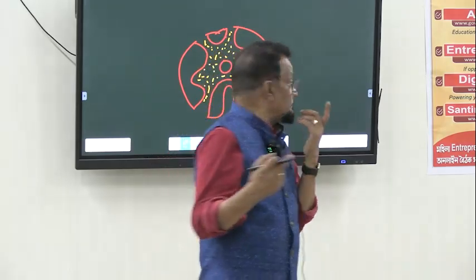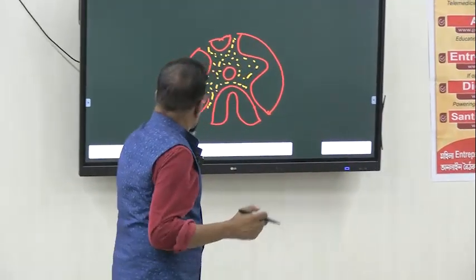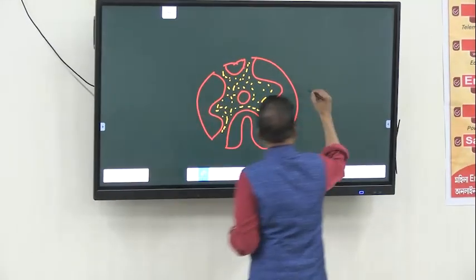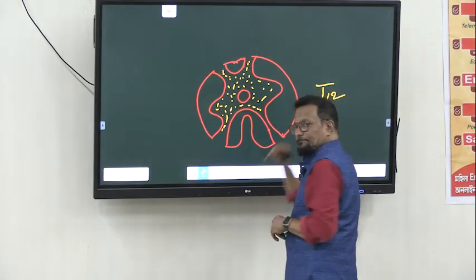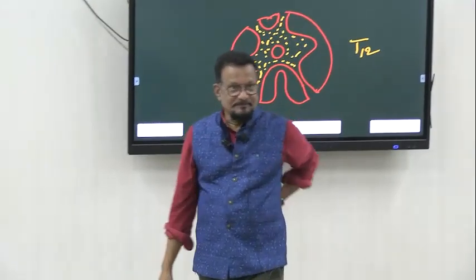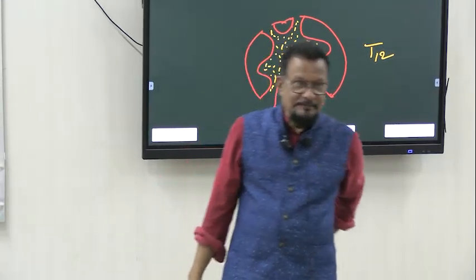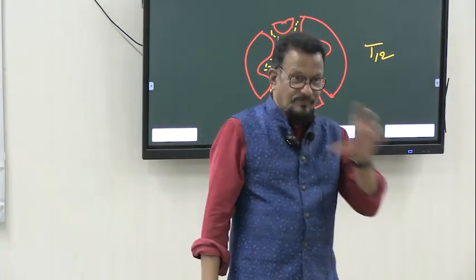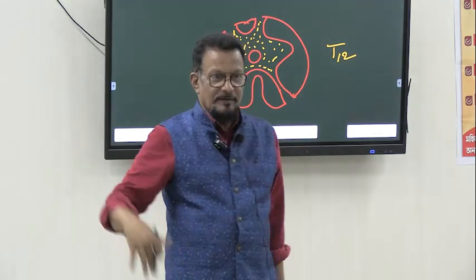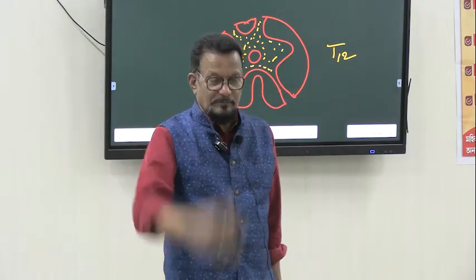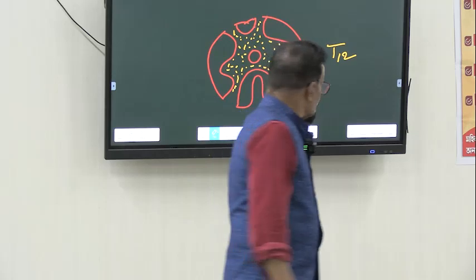Okay. So suppose this is a section from T12, thoracic, then lumbar, then sacral 5 and 1 coccyx. So these are the different hypothetical segments of the spinal cord.